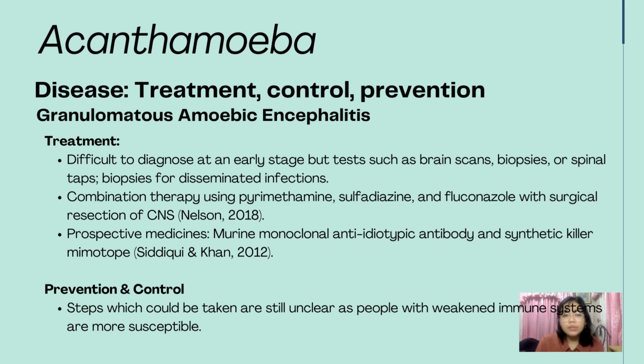Currently, its treatment can be quite difficult in immunocompromised patients, but combination therapy using pyrimethamine, sulfadiazine, and fluconazole could be performed together with a surgical resection of the central nervous system lesion. Note, though, that treatment is highly unsuccessful due to late diagnosis. Prospective medicines may also be considered, such as the murine monoclonal anti-idiotypic antibody and synthetic killer mimotope. For prevention and control, the steps that may be taken are still unclear, as people with weakened immune systems are more susceptible.